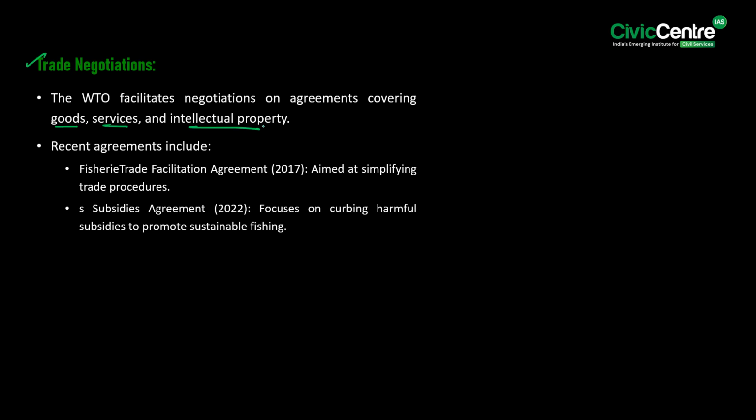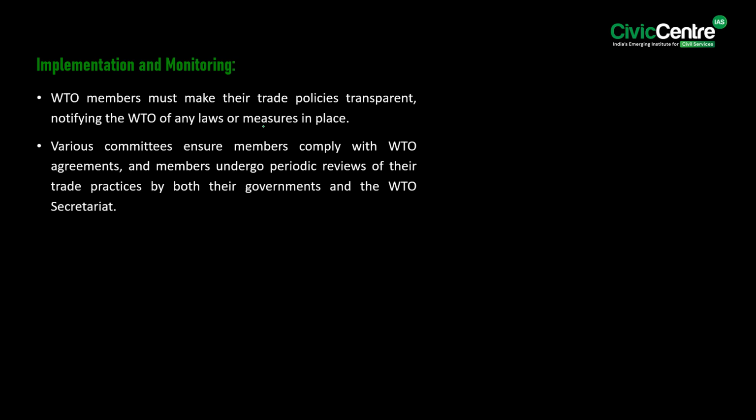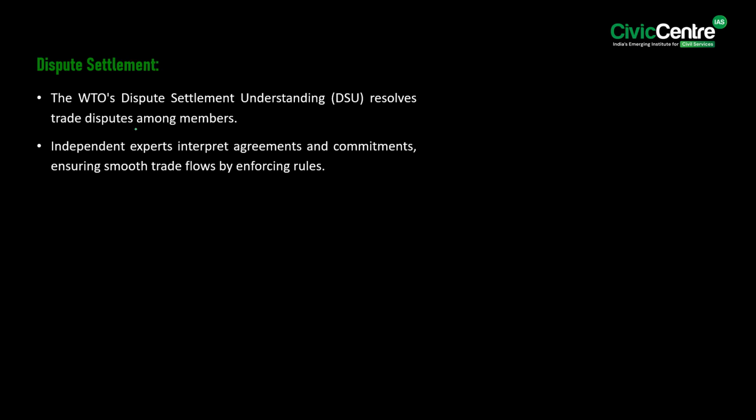The third one is implementation and monitoring, under which WTO members must make their trade policies transparent, notifying the WTO of any laws or measures in place. So, various committees ensure members comply with the WTO agreements, and members undergo periodic reviews of their trade practices by both their governments and the WTO Secretariat. The next one is dispute settlement. So, the WTO's dispute settlement understanding resolves trade disputes among the members. Furthermore, independent experts interpret the agreements and commitments, ensuring smooth trade flows by enforcing rules.